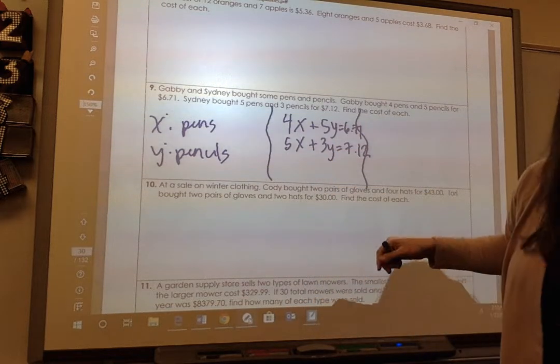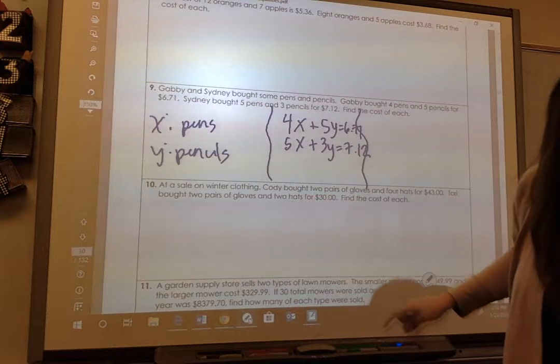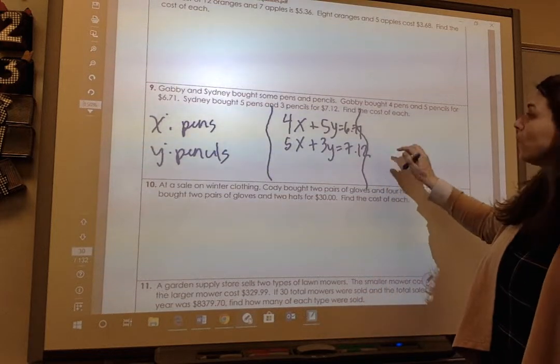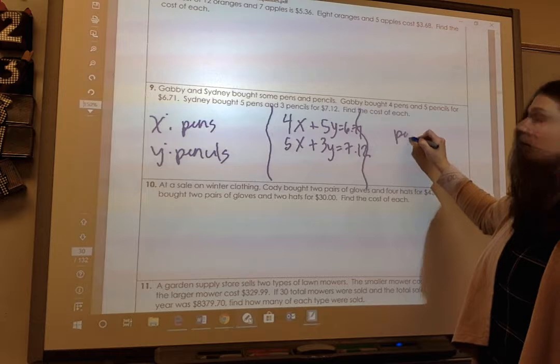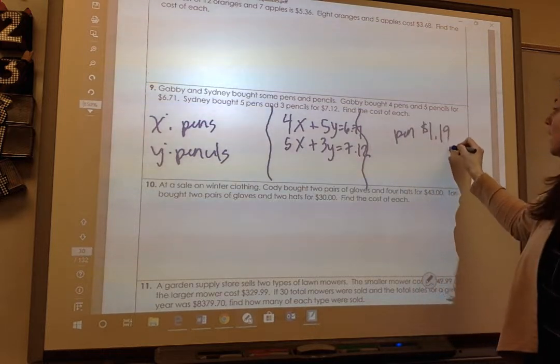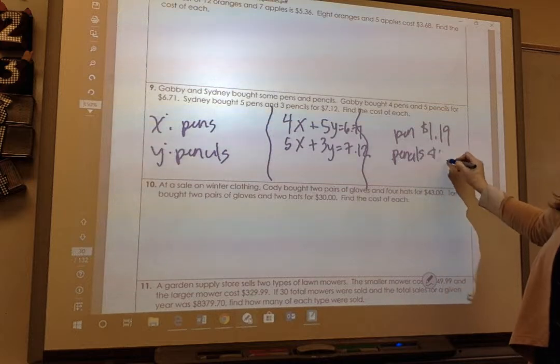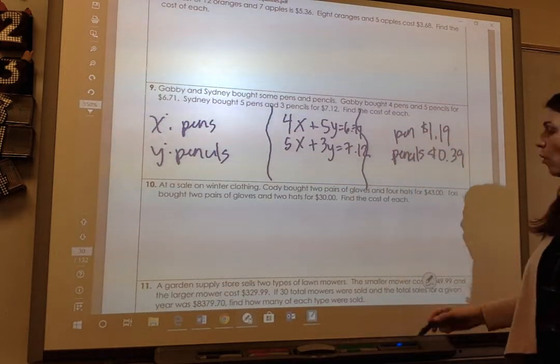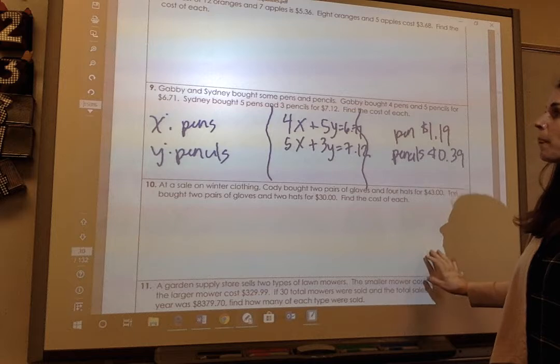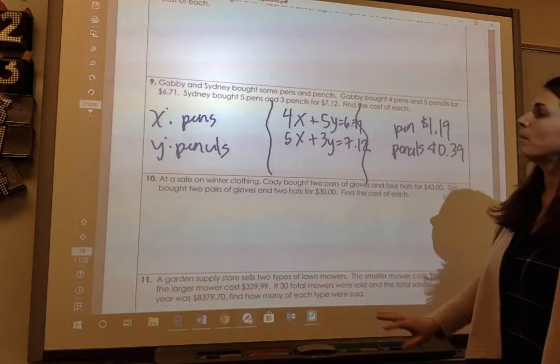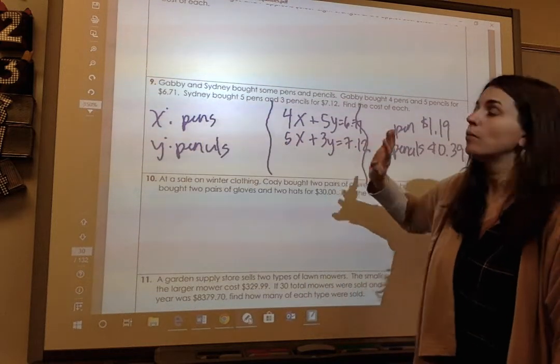Any method you want to use there is fine with me, but once we set them up over here, pens are going to be $1.19, and pencils are going to be 39 cents. So hopefully you're getting that same answer. But remember, focus is on 1 and 2 here.